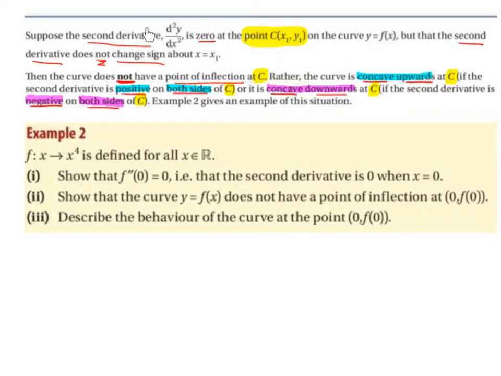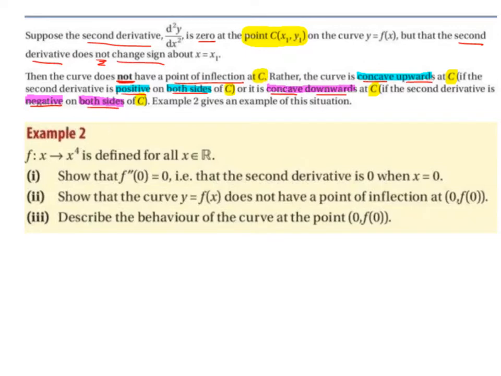Suppose the second derivative, d squared y over dx squared, is 0 at the point C (x1, y1) on the curve y equals f of x, but the second derivative does not change sign about x equals x1. Then the curve does not have a point of inflection at C. Rather, the curve is concave upwards at C if the second derivative is positive on both sides of C, or concave downwards at C if the second derivative is negative on both sides of C. Example 2 gives an example of this situation.